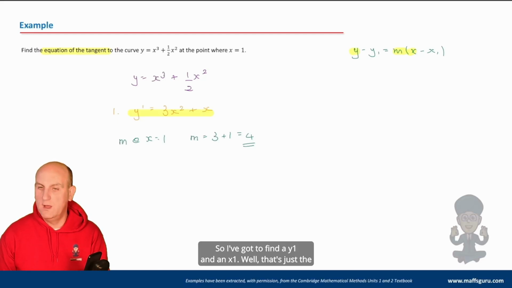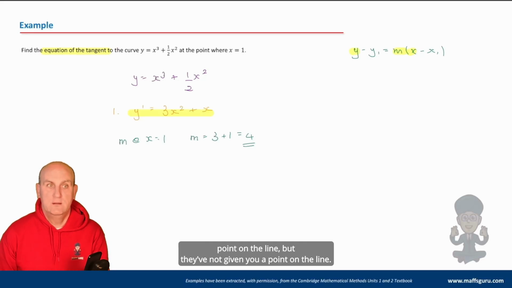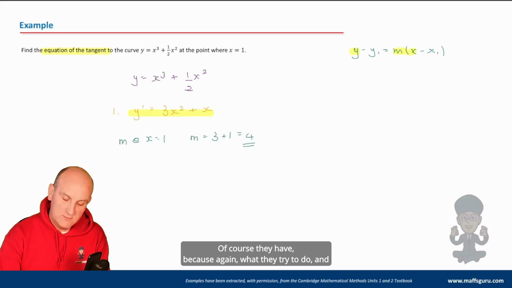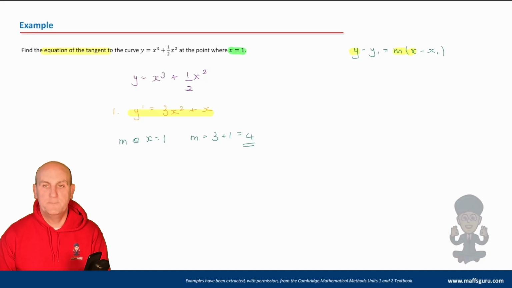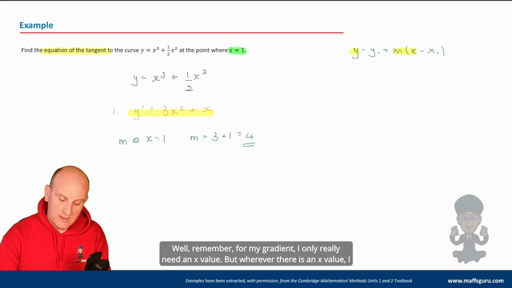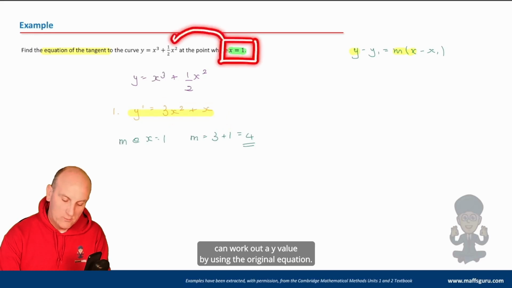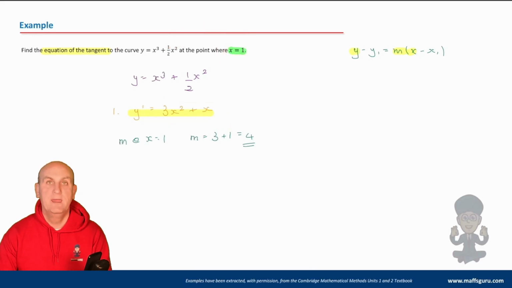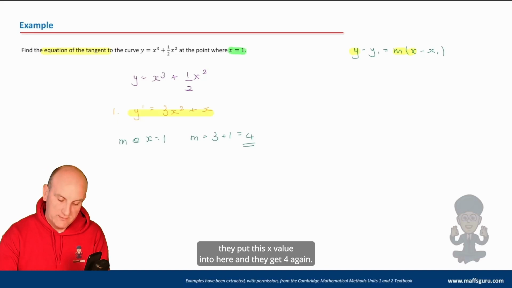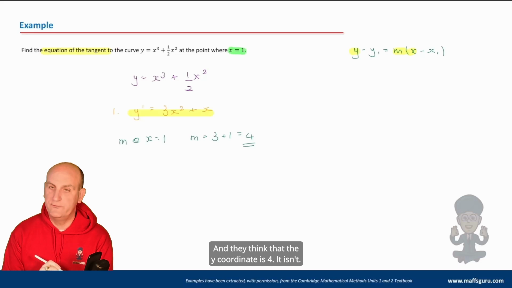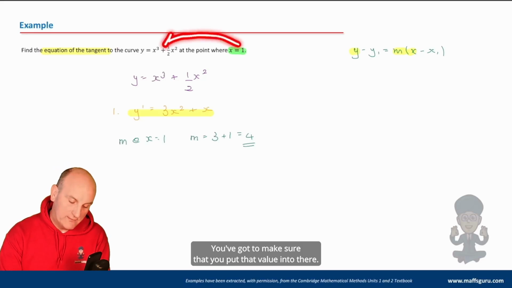So I've got to find a y1 and an x1. Well, that's just the point on the line. But they've not given you a point on the line. Of course they have. Because again, it's such a standard trick, they've told you where x equals 1. Remember, for my gradient, I only really need an x value. But wherever there isn't a y value, I can work out a y value by using the original equation. And sadly, a lot of people go wrong here because they put this x value into the gradient function and get 4 again, and they think that the y coordinate is 4. It isn't. You've got to make sure that you put that value into the original equation.